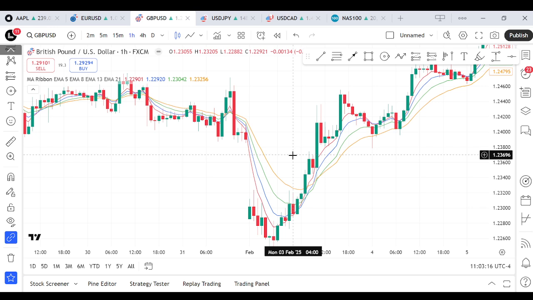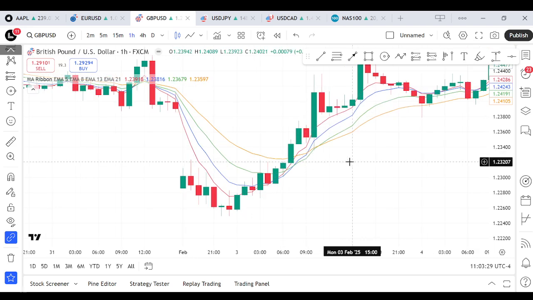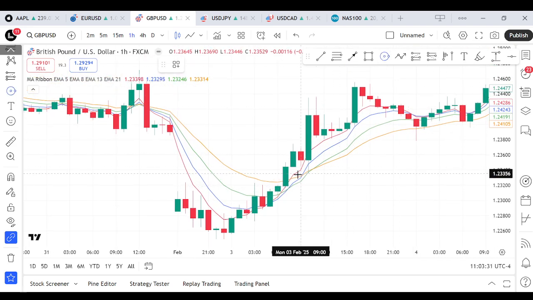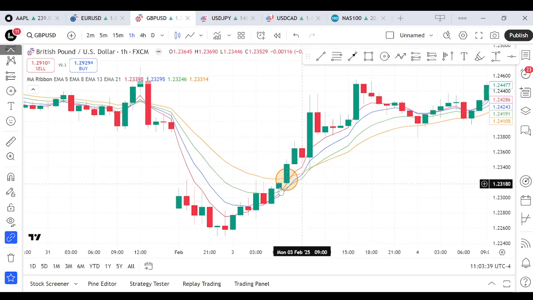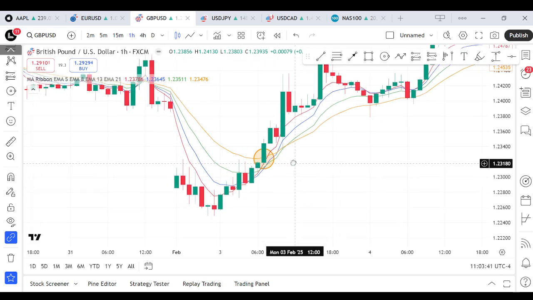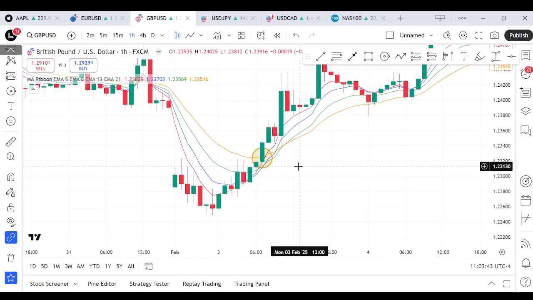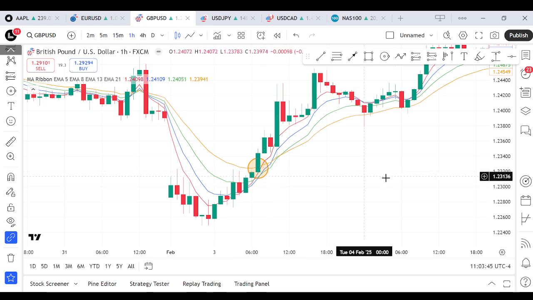Look for crossover signals. Pay attention to EMA crossovers, as these can signal potential trend entries. A buy signal occurs when the 5 EMA crosses above both the 8 and the 13 EMAs during an uptrend. For example, you can see we have a clear crossover here with the 5 EMA, which is the red one, crossing above the 8, the 13, and the 21 EMA, and the rest follow suit. And this signals that we should be looking to enter a buy trade as soon as we spot this cross.